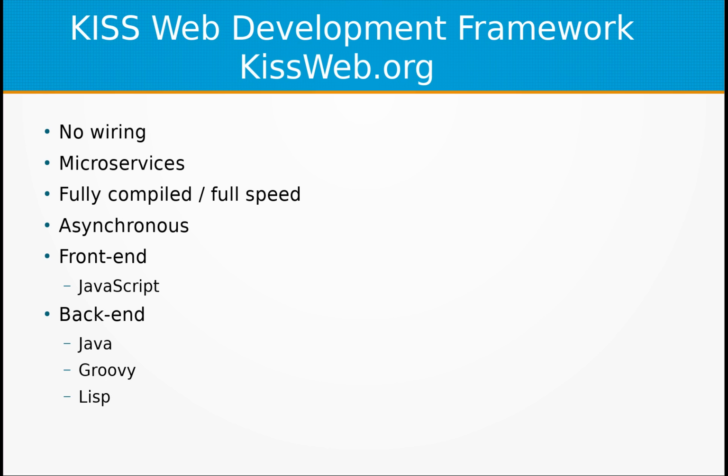On the back end, you have three choices. You can use Java, you can use Groovy, and you can use Lisp. Groovy is really just an extended Java. It has a slightly simpler syntax and it's easy to use. It also runs the fastest in microservices. It compiles the fastest. So a lot of times I use just Groovy, but you can use any of the three. They all work fine.